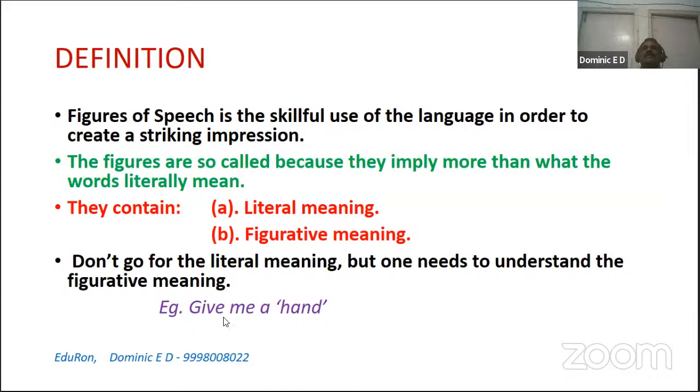For example, look at the example. Give me a hand does not mean that you have to chop off your hand and give it to the person. Give me a hand means help me. That's what we have to understand by this.